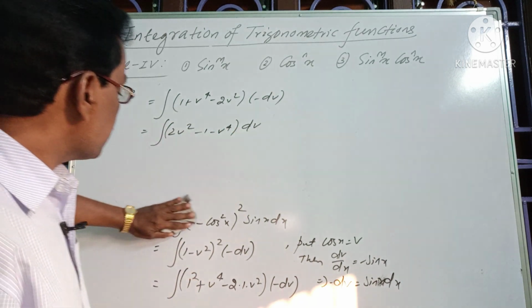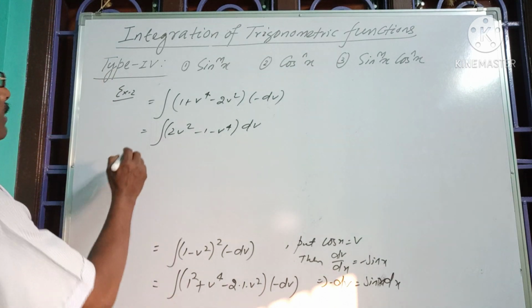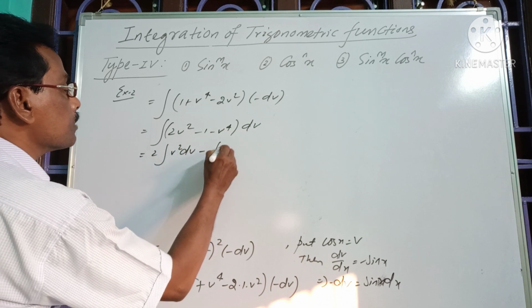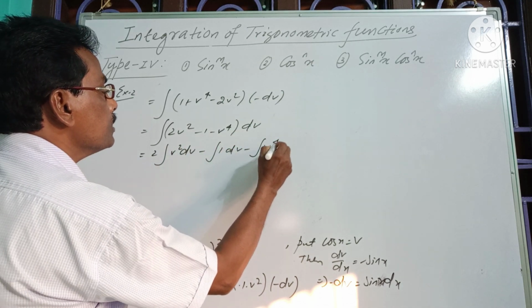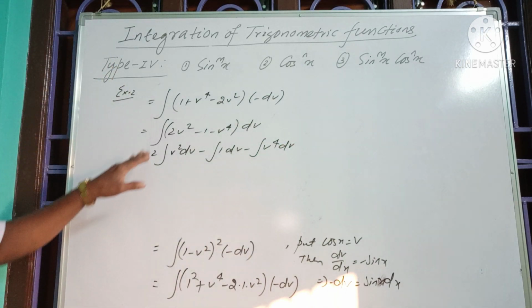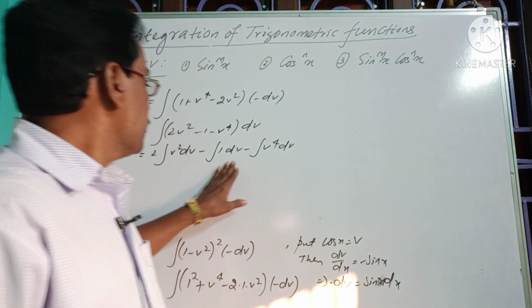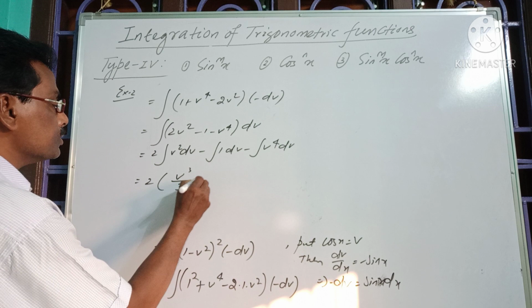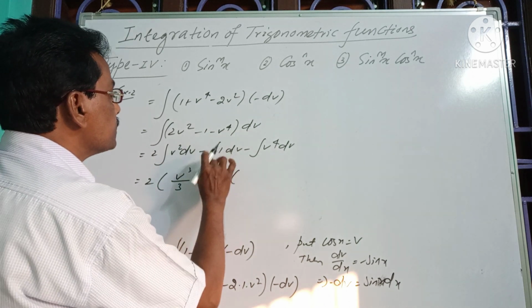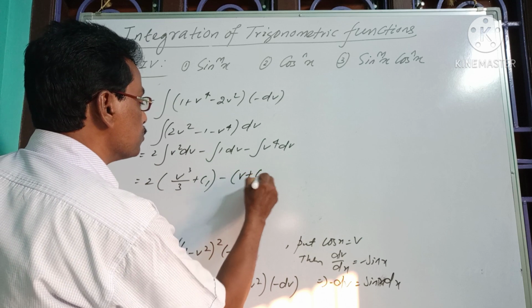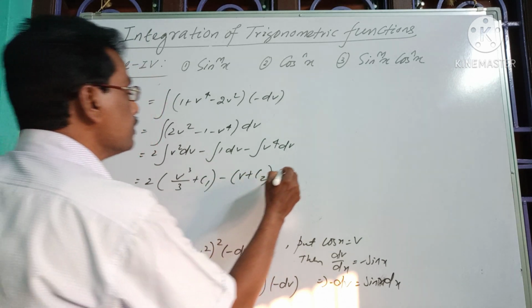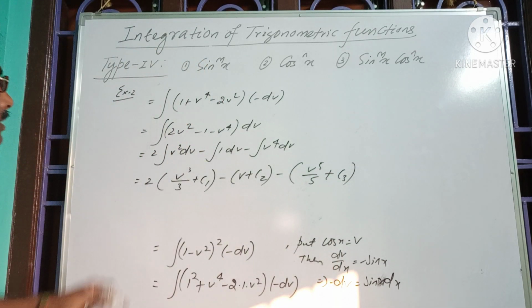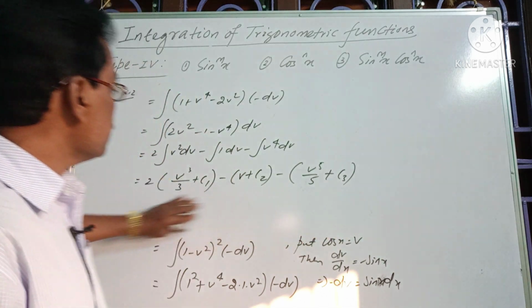So now applying the algebra of integrals, we have integration of 2 into v square with respect to v, minus integration of 1 with respect to v, minus integration of v to the power 4 with respect to v. Now all the integrals are easily integrable. So now integrating, we have 2 into v to the power 3 by 3 plus c1, the constant of integration, minus integration of 1 with respect to v, which gives us v plus c2, the constant of integration. Again integrating v to the power 4, we have v to the power 5 by 5 plus c3 as the constant of integration. So now after integrating, we have to collect the constants and the functions.